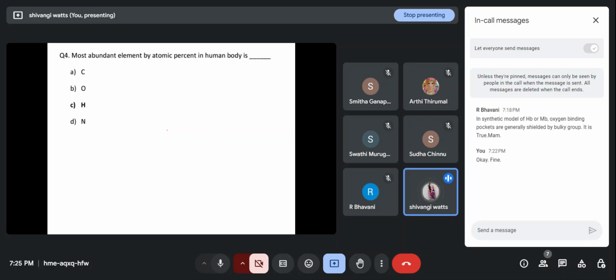Sorry, not oxygen. Nitrogen is abundant in the atmosphere, 78%. But we are asking about the atomic percent, the maximum atomic percent of an element in the human body. Carbon. Carbon is the most abundant element which is present in the human body. Okay, so carbon is the right answer.